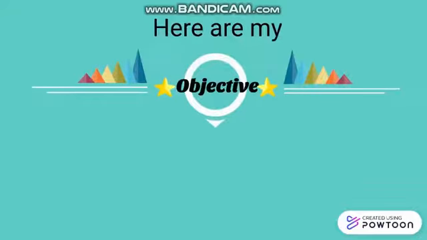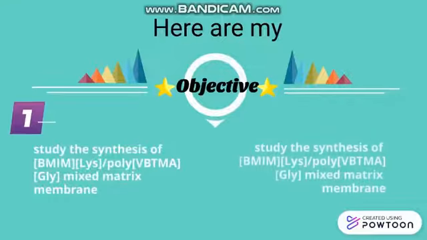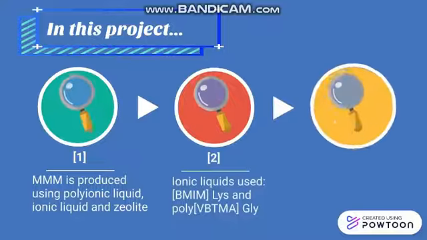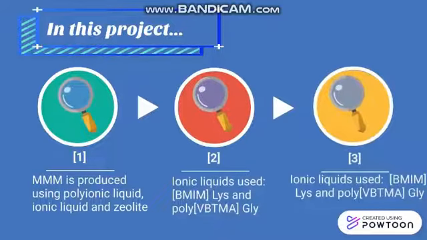Therefore, the objective of this project is to study the synthesis of butyl-methyl-imidazolium lysine with polyvinyl-benzyl trimethylammonium glycine mixed matrix membrane. Secondly, it is to study the application of polyionic liquid with ionic liquid mixed matrix membrane in carbon dioxide removal. In this project, the mixed matrix membrane is fabricated by using polyionic liquid and ionic liquid. It is synthesized by using BMIM lysine and poly-VBTMA glycine.